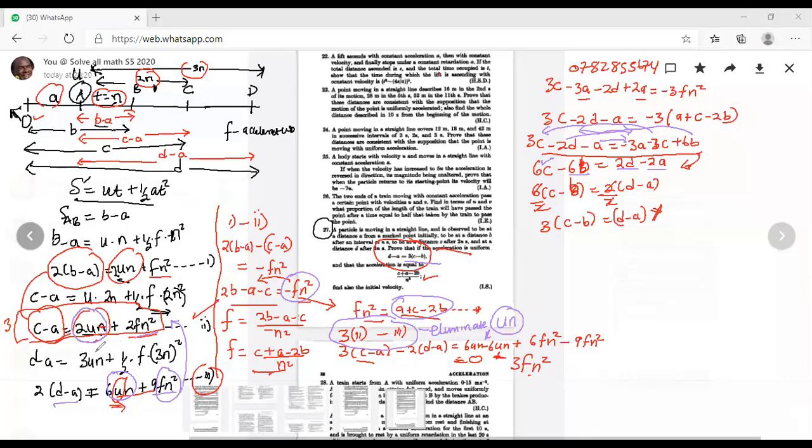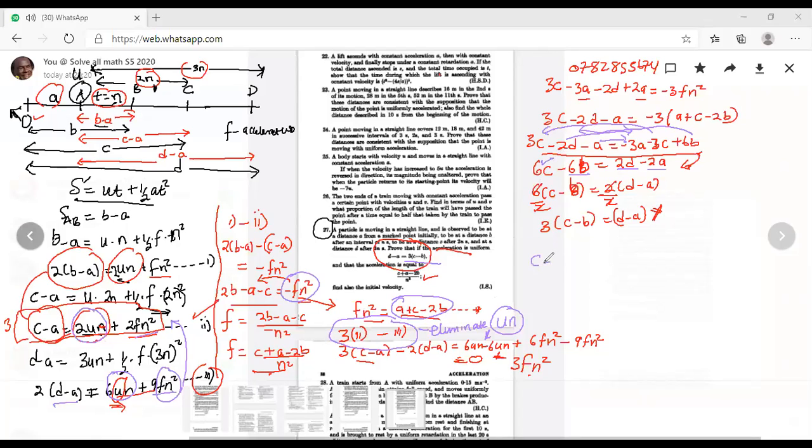Excuse me, teacher. Yes, please. Like before we move to any other question, they also asked for the initial velocity on that same number. Yes, where is the question? Find also the initial velocity. I get it now. Okay. Now we can do what this gentleman was asking for.